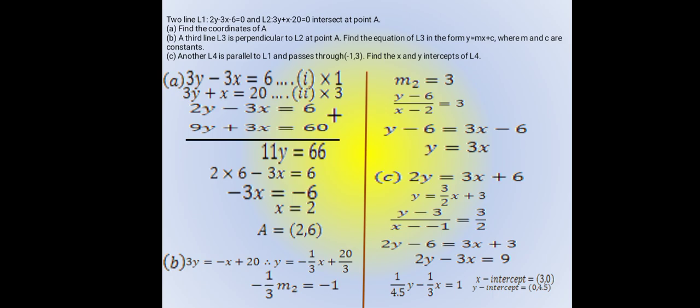Now, substituting the value of y in one of those equations, that is the figure 6 for y, we get that x is equal to 2. So the point A, whose coordinates we have been asked for, is (2, 6). That means x is 2 and y is 6.